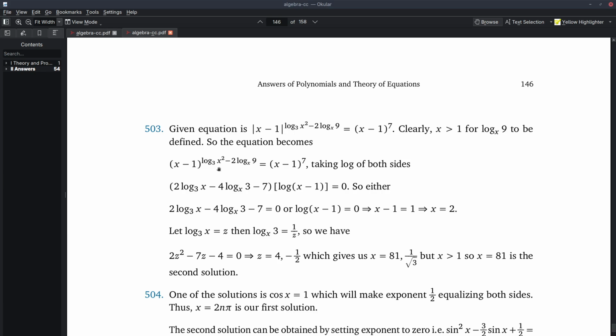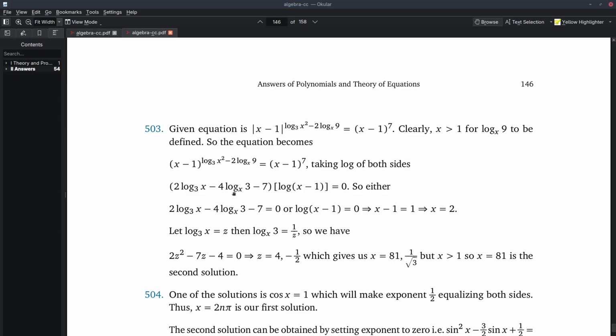Now, once we have this, we take log of both sides. So this power can be written as 2 into log of x with base 3 minus 4 into log of 3 with base x minus 7. The 7 will come from this side, and inside we will have log of x minus 1, or rather the multiplication with log of x minus 1, is equal to 0. It doesn't need to be in brackets.